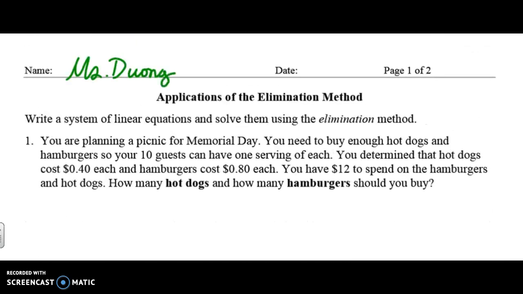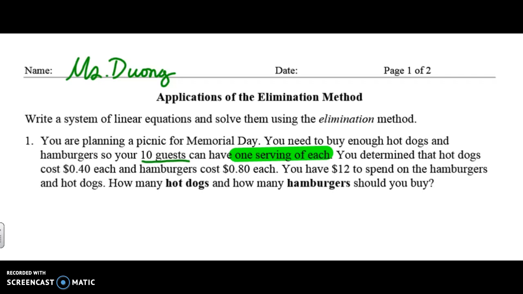We're going to complete activity 6.3.3, applications of the elimination method. Now remember, we've been talking about the elimination method, where one of the two variables in our linear equations is going to cancel out, so we can solve for both of them.